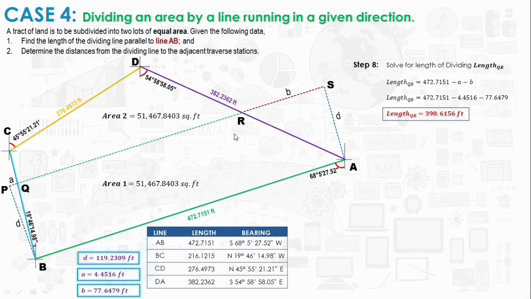So, since nakuha natin yung length ni QR, yan yung length ng dividing line natin na hinahanap sa question number 1. So, next naman natin na i-solve is yung distances ng dividing line to the adjacent traverse stations. Since ito yung dividing line natin, alin dyan yung traverse stations? Yung traverse stations is si B, si A, si C, tsaka si D. So, therefore, ang hinahanap niya is yung distance ni QB, distance ni CQ, distance ni RA, tsaka distance ni DR.